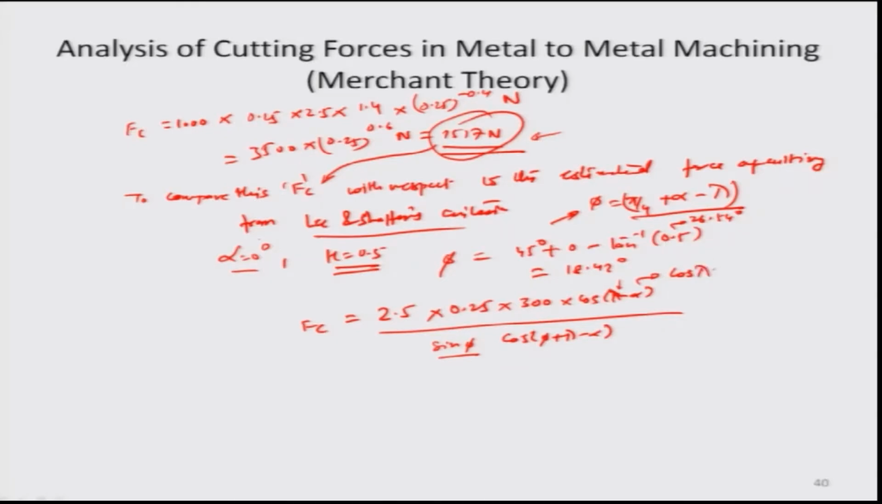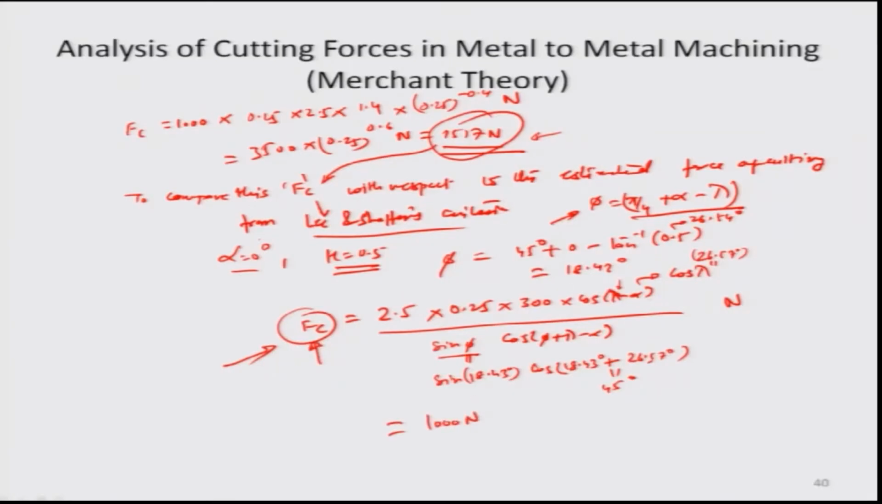So, cos of lambda becomes equal to cos of 26.57 degrees, and right here is sin of phi, which is sin of 18.43 degrees, and cos of phi plus lambda minus alpha, which is equal to cos of 18.43 degrees plus 26.57 degrees minus 0. This becomes roughly about 45 degrees. So, that many Newtons would be the force Fc from the Lee-Shaffer criteria for optimization of power. We find that the values are very close. Fc in this case comes out to be around 1000 Newtons.